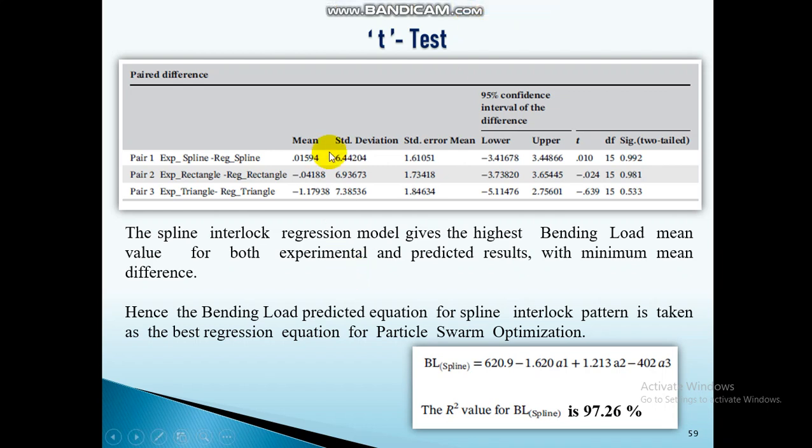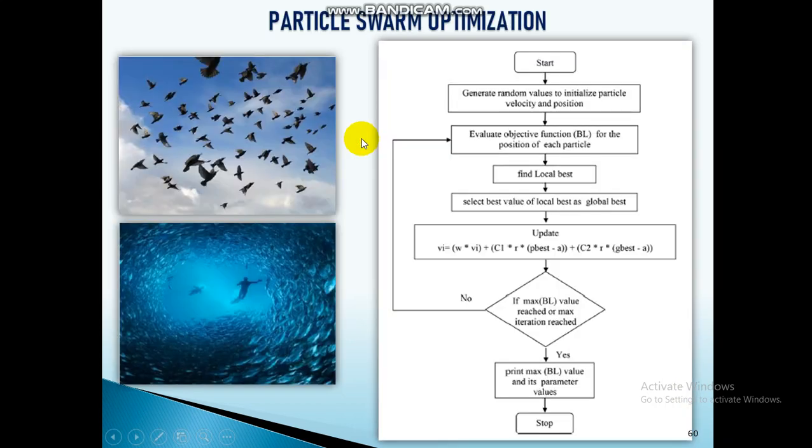So when compared to rectangular and triangular interlock switchers, the spline regression model gives a highly significant value of 0.992. So I took the spline interlock switcher as the best interlock switcher, and I performed optimization for that regression model using particle swarm optimization techniques.